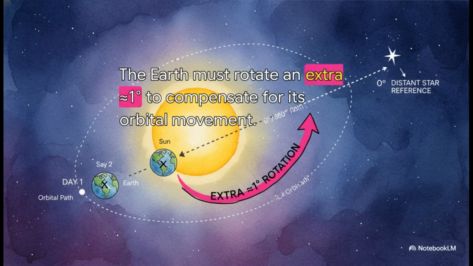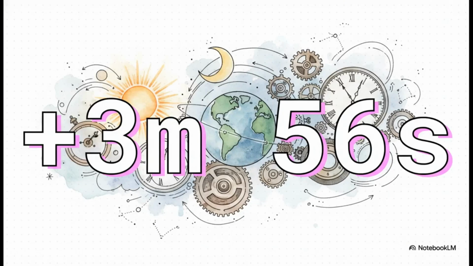That extra little turn is about 1 degree. And what does that extra 1 degree of rotation cost us in time? Well, it takes about 3 minutes and 56 seconds. And what happens when you add that extra time to the true sidereal day? You guessed it. You land right at our familiar 24-hour solar day. That's our so-called missing 4 minutes.